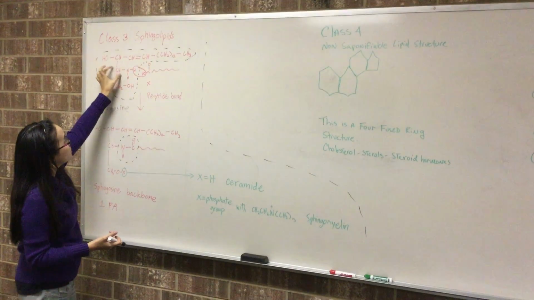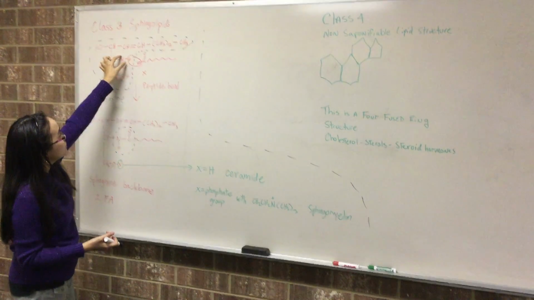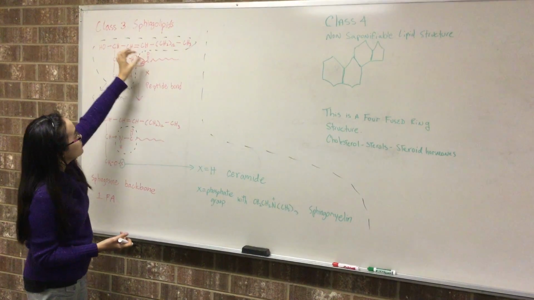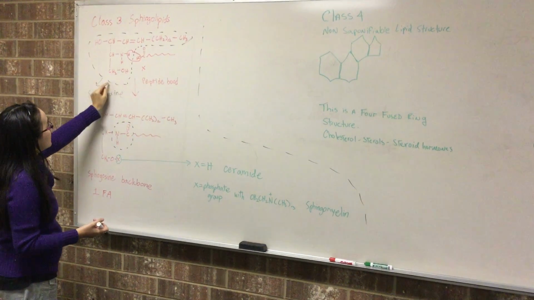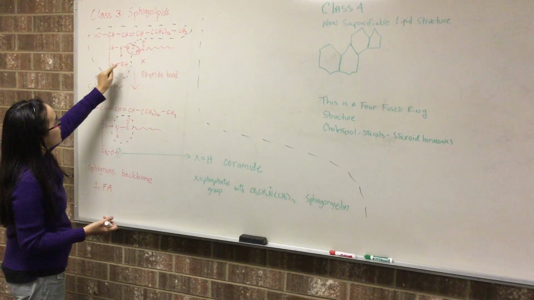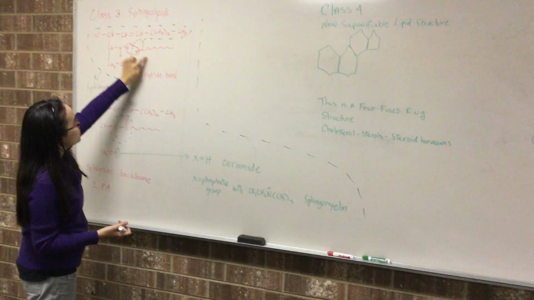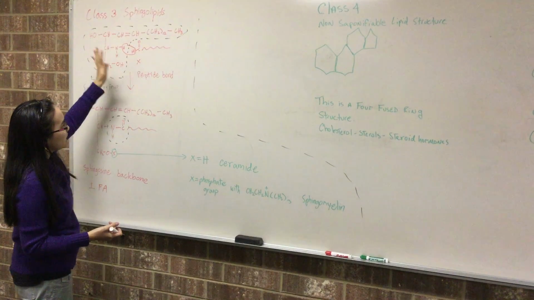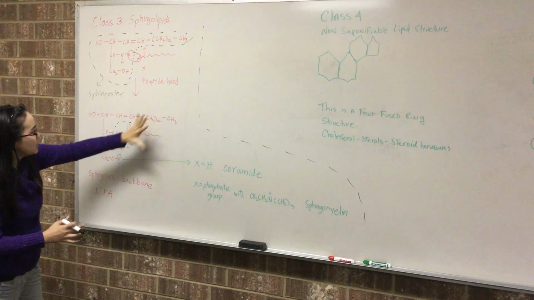So carbon 2 attached to amino group. Amino group forms peptide bond with this fatty acid. Down here on carbon 3, this carbon 3 is attached to an alcohol group. And this alcohol group will attach to an X. This X can be anything. So once they've been all attached, this would be the result.